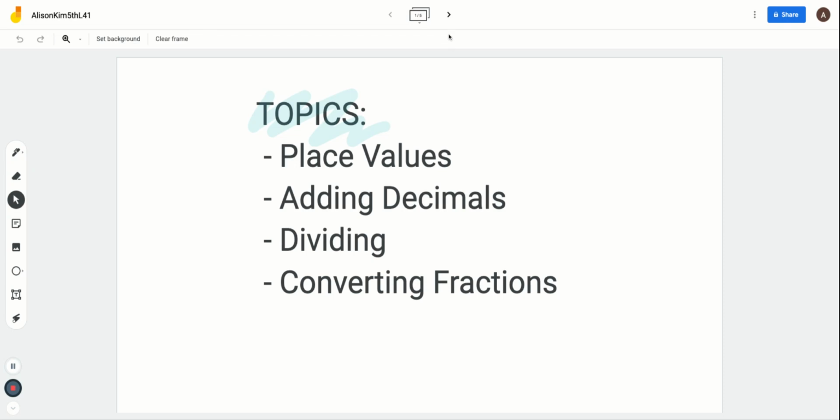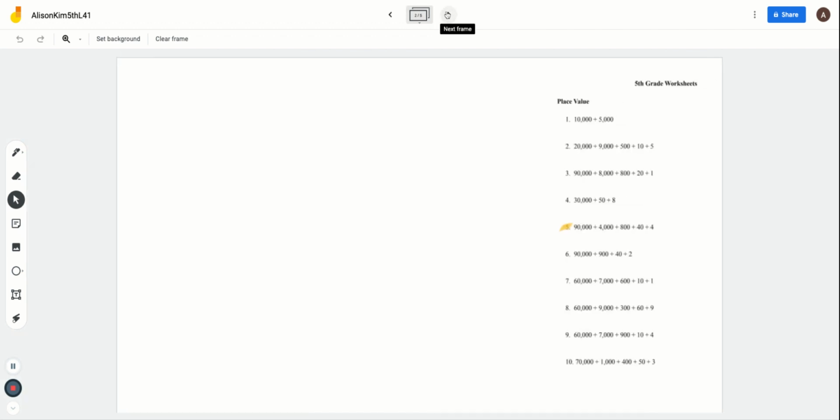Hi, 5th graders. Today's topics are going to be place values, adding decimals, dividing, and converting fractions. We're going to get started with place values. We're going to do number 5 together.